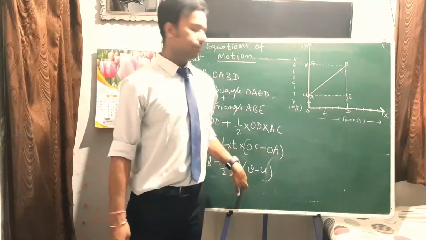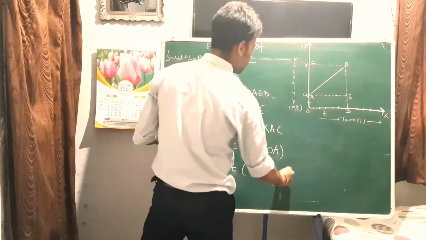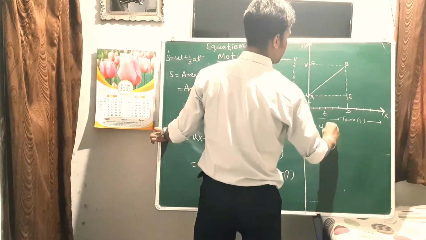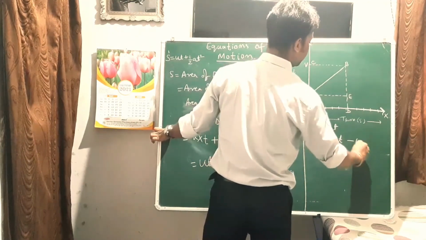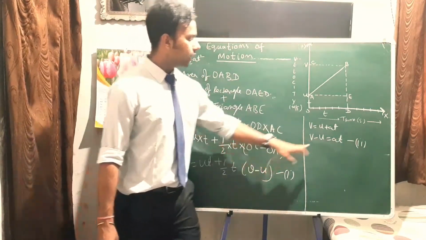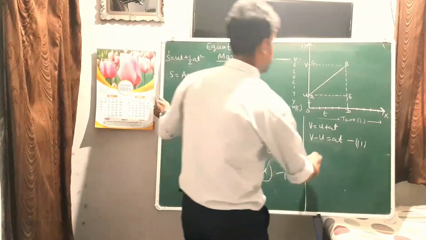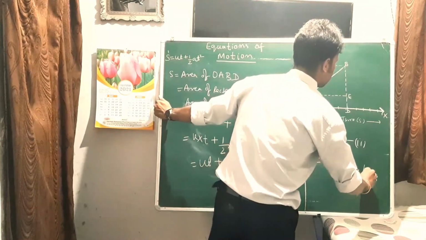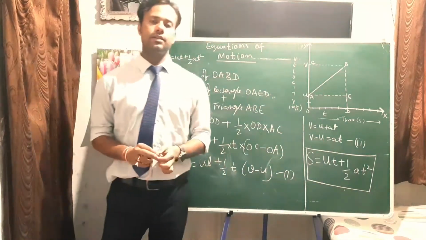And from the first equation, V minus U was what? Let's say this equation is 1. We know that V equals U plus AT, or V minus U equals AT. So from this equation, we can write the value of V minus U here, and that will be AT. So using equation number 1 and 2, we'll get S equals UT plus half AT square. So this is your second equation.